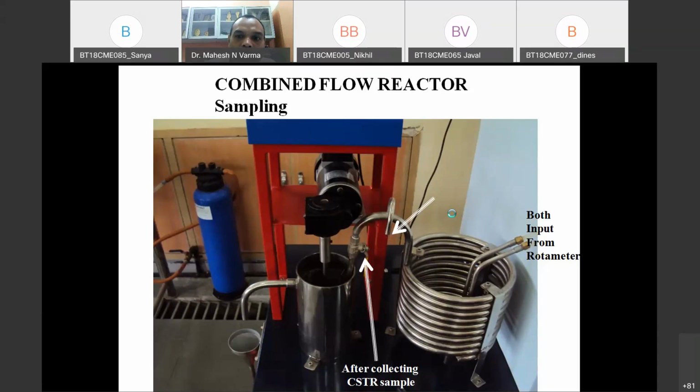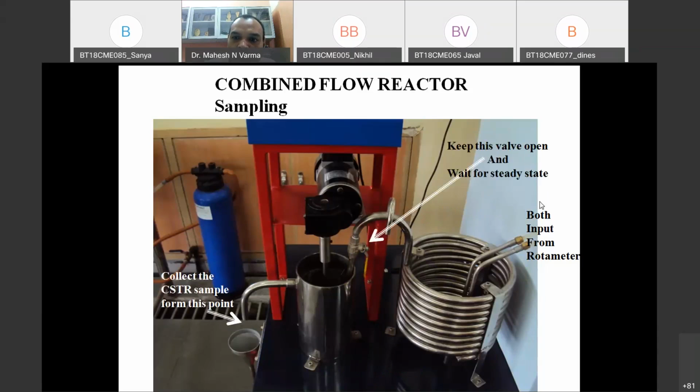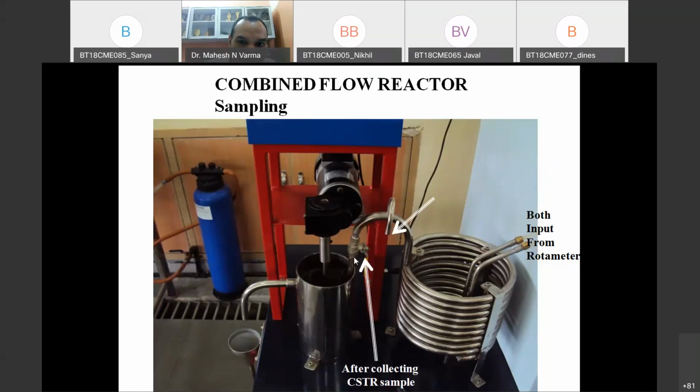So what is the overall process? You start the NaOH and ethyl acetate flow, keep the valve open, wait for steady state, then collect the CSTR sample from here, and then close the valve. Once you close this valve, the fluid will start coming from here, and you collect this PFR sample. Now you have two samples. One is a CSTR sample, one is a PFR sample.